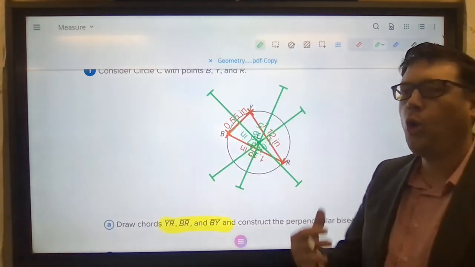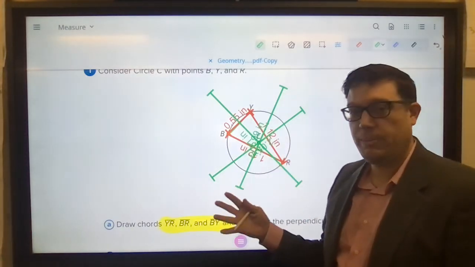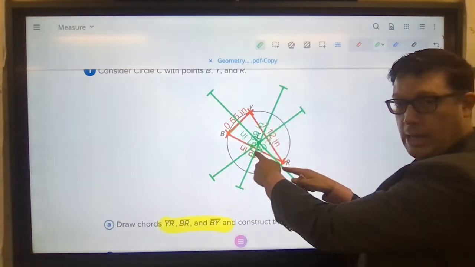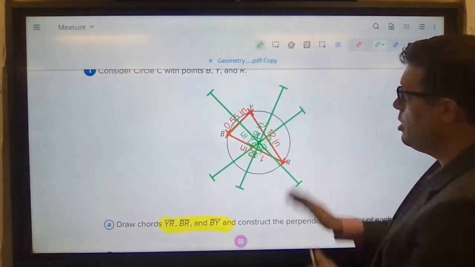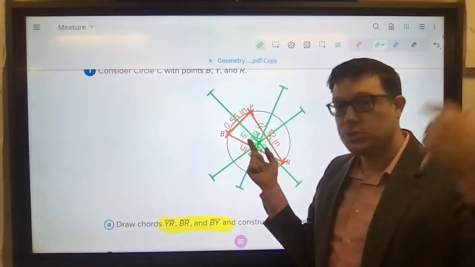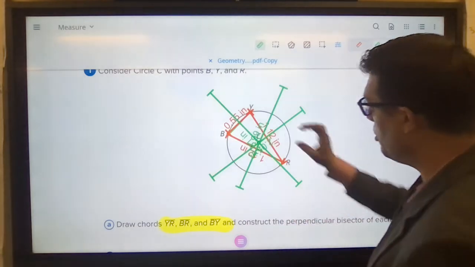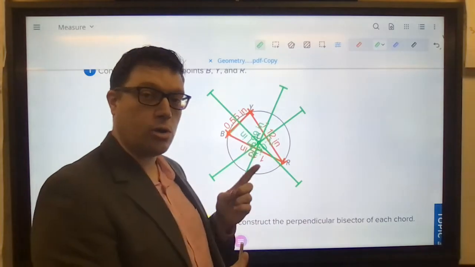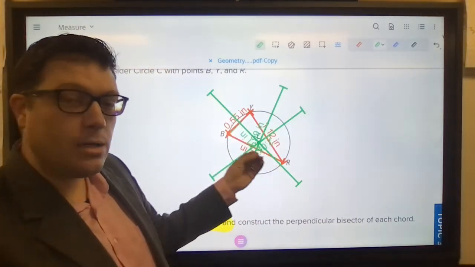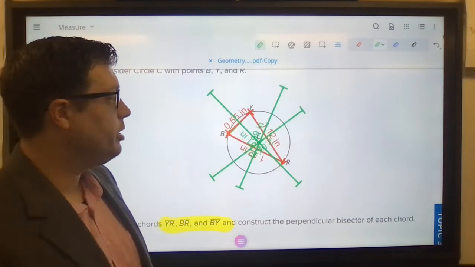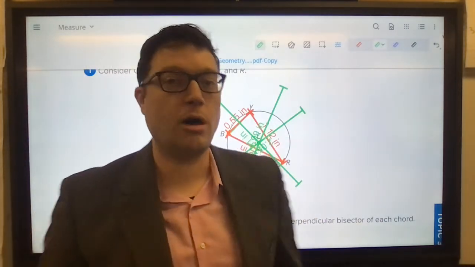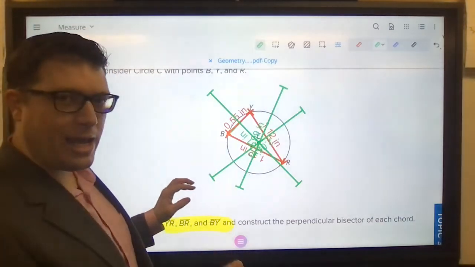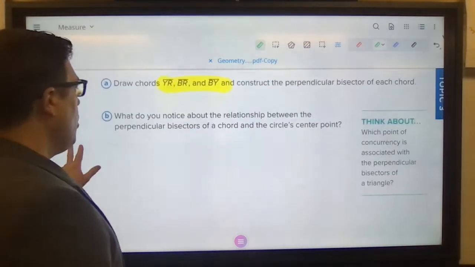That's what this whole question on the page is all about. The perpendicular bisector of BR, that's this one, happens to go right through the middle. The perpendicular bisector of BY also goes right through the middle of the circle, through the center of the circle. In fact, when you look at a chord on a circle and you bisect that chord, you wind up going through the center of the circle. It deals with the radius of the circle and how all the radii of a circle go to the middle.